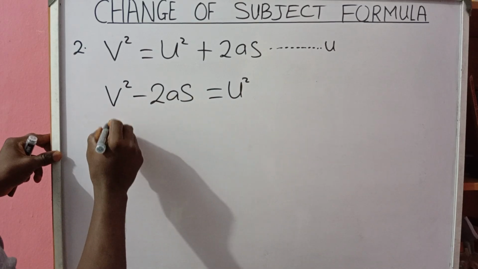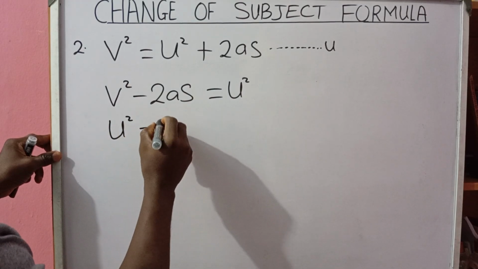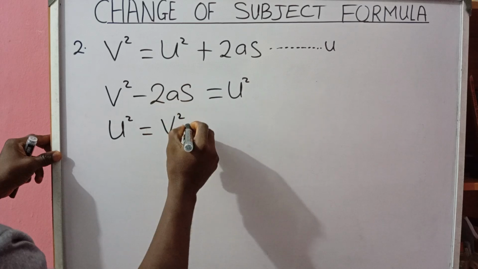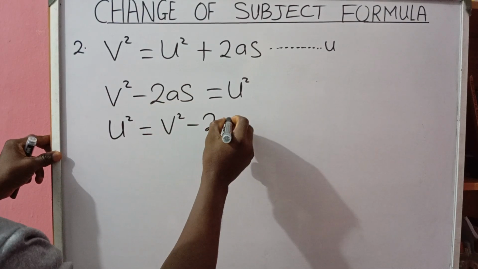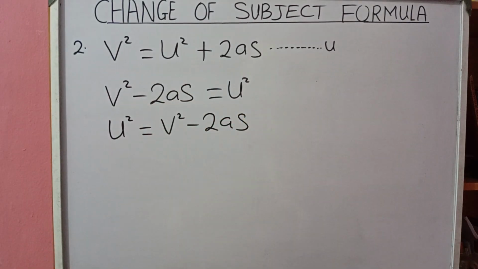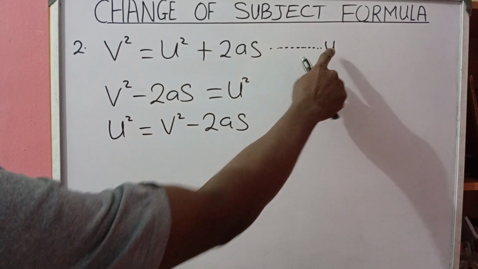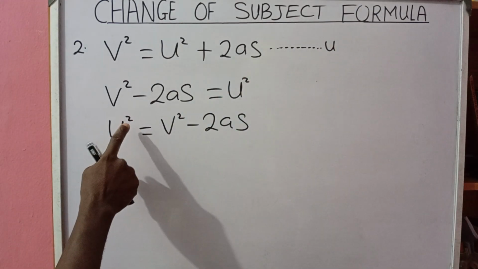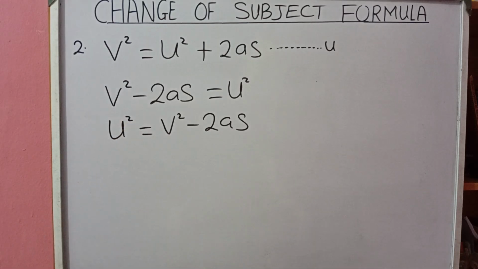So we can write it as u squared is equal to v squared minus 2as. All right, so what do we do next? Because we are required to make u subject of the formula and not u squared. So we have to make sure that this square leaves u, so that we can only have u there.